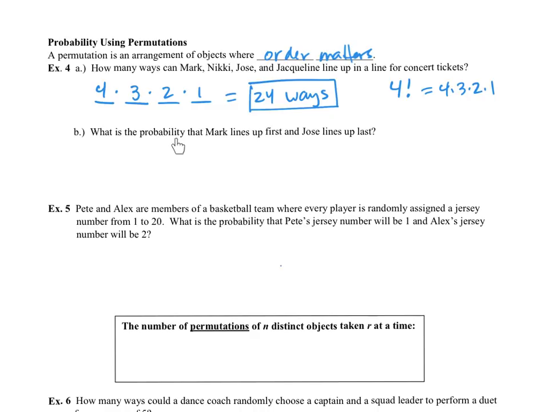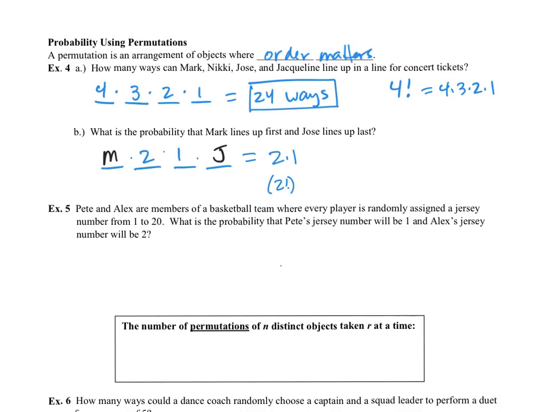Example number 2 says, what is the probability that Mark lines up first and Jose lines up last? So if we write down those 4 spots again, if we put Mark in the first position and Jose in the last position, that means we only have 2 people left to fill this spot, and once we have filled that spot, then we only have 1 person left for the last spot. So how many ways can this happen? There are 2 times 1, or we actually could say 2 factorial ways of this happening.